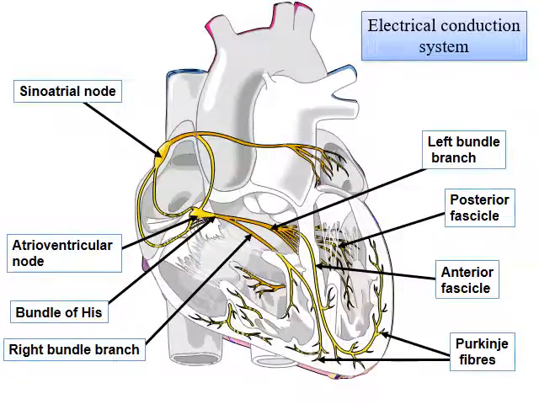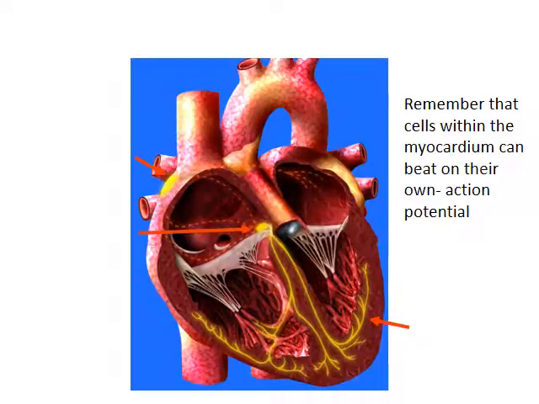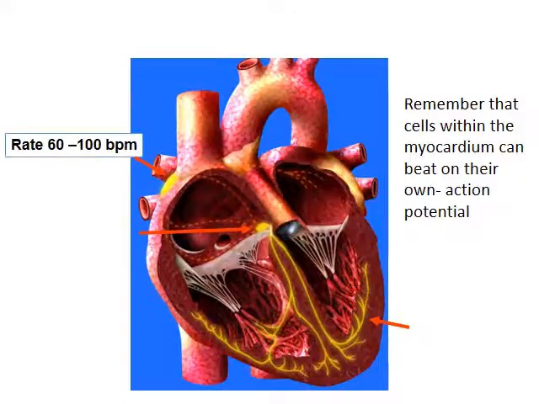The terminal ends of the conduction system are the Purkinje fibres. Now, as I've just alluded to, there are various different pacemakers within the heart, and the myocardium is able to beat on its own using its own action potential. Hopefully, the impulses originate at the sinoatrial node, and this will give a rate of 60 to 100 beats per minute.